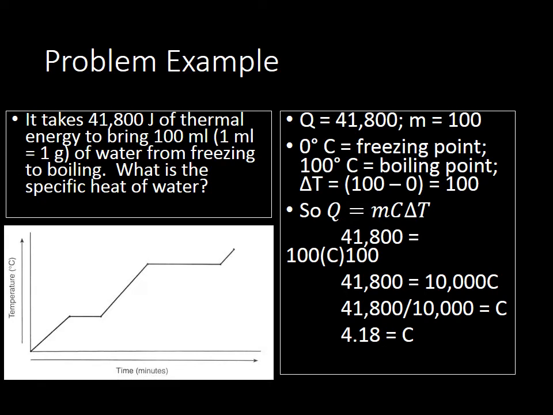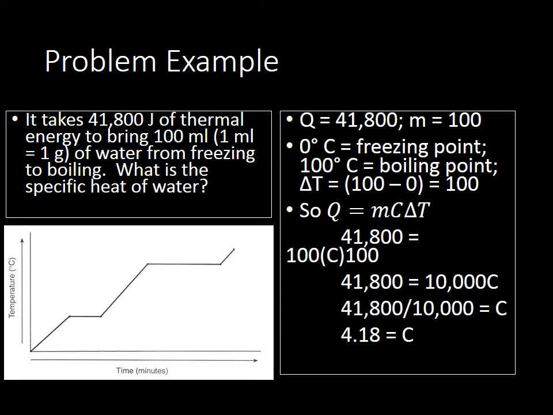So let's look at what they gave us. They told us that Q, that the heat, was 41,800, and then we had 100 milliliters, which is the same thing as 100 grams of water. Now, this is what we know about water. We know that the freezing point of water is 0, and we know the boiling point is 100. So the change in temperature, or delta T, is equal to 100 minus 0, which is 100. So if we take our formula and substitute in, we can put in 41,800 equals 100 for M. We're looking for C times the change in temperature, which is 100.